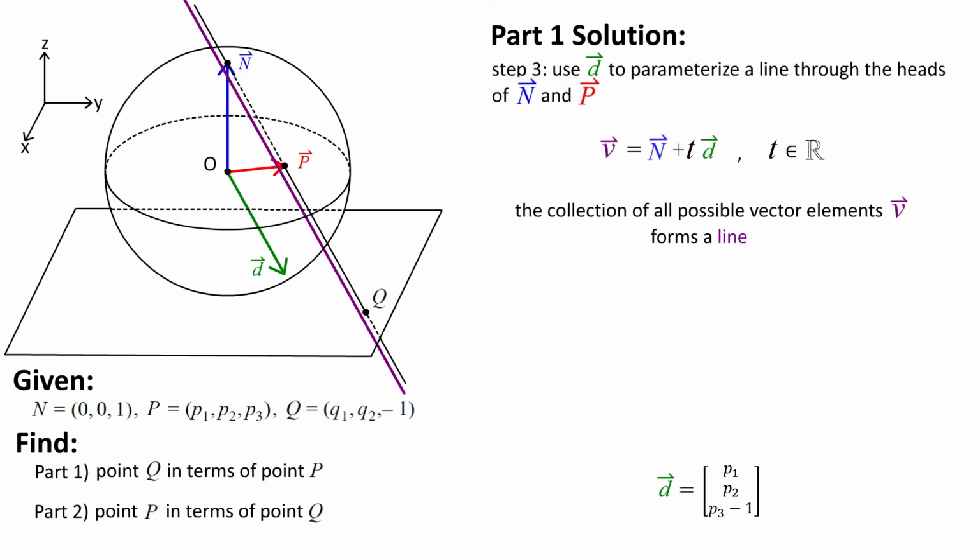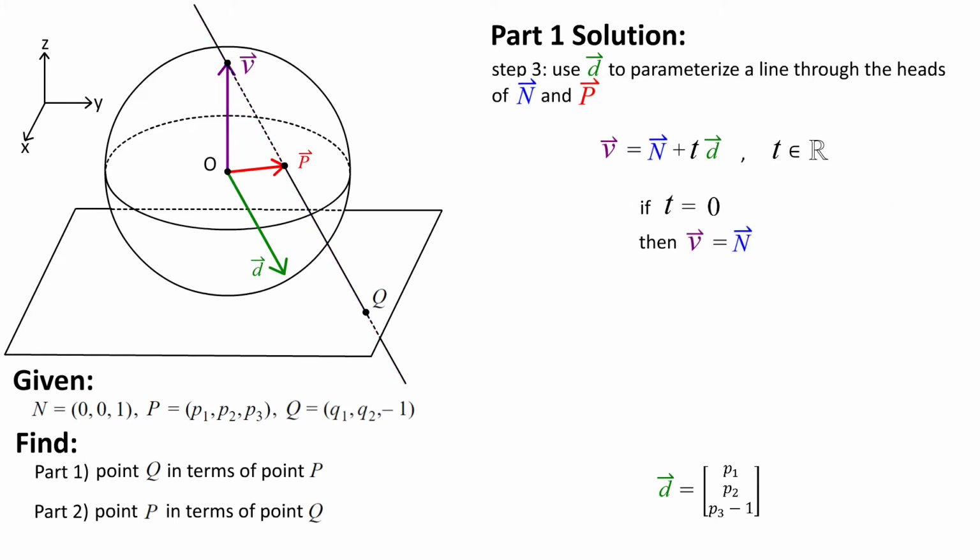What this does is it shifts our line up 1 unit, so that it now passes through the heads of vectors n and p. Therefore, plugging in various values of t should now produce vectors whose heads land on the line, just like how they did when the line passed through the origin. For example, when t equals 0, vector v would simply equal vector n. Also, if t equals 1, vector v would equal vectors n plus d.